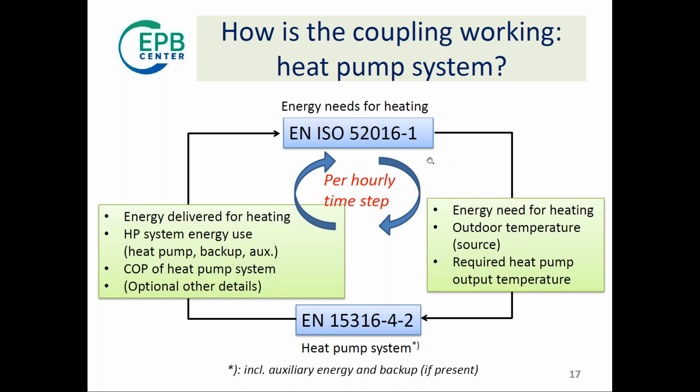So this means that now converting the generic picture to a specific picture for what's happening between these two spreadsheets. So for each time step from the energy need calculation, what is fed as an input to the heat pump calculation is the energy need for heating for that hour, the outdoor temperature, because that's the source of the heat pump in this case, and also the required heat pump output temperature, which I just explained is the output of the emission system, depending on the energy needs or the external temperature.